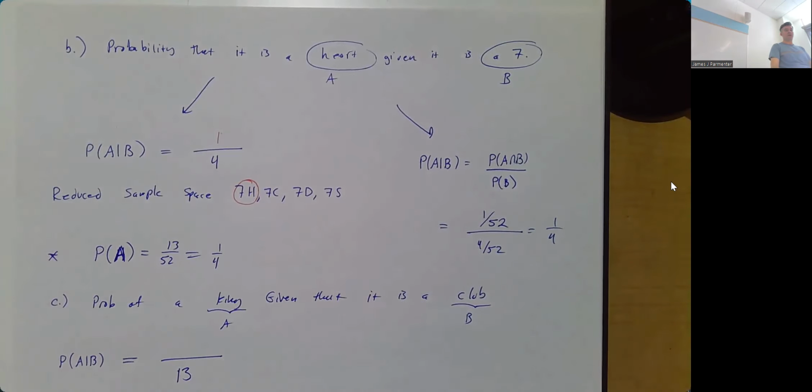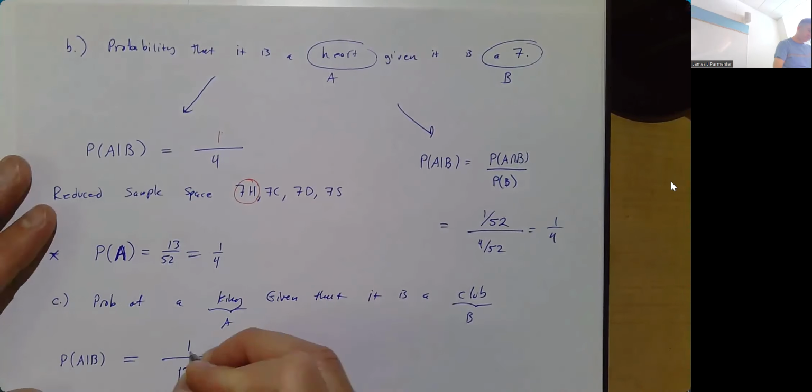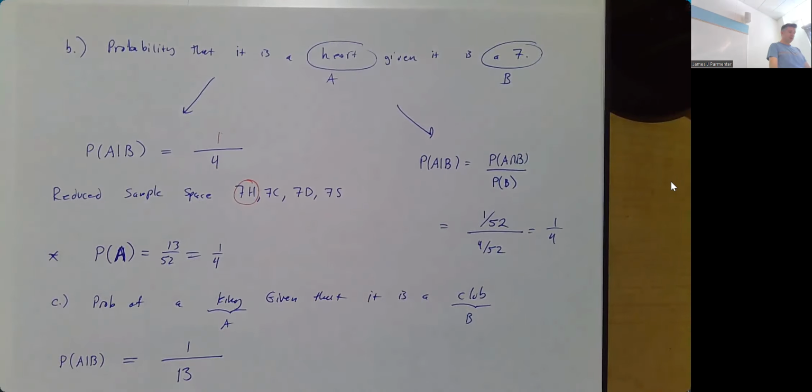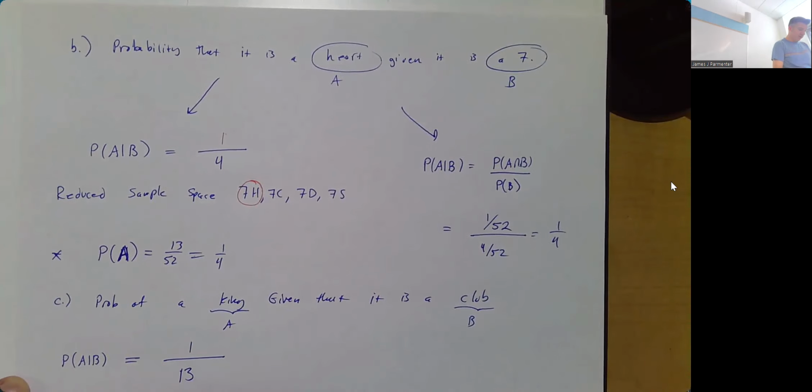How many cards are there that are a king and a club? 1 card. 1 out of 13. And yes, we could also do it the other way, but I don't think we need to. I will also point out here that the probability of A, which is the probability of getting a king, is the same. It is equal to 4 out of 52, which is 1 out of 13. And there's a reason I'm pointing this out.